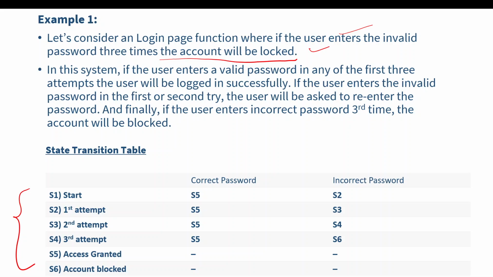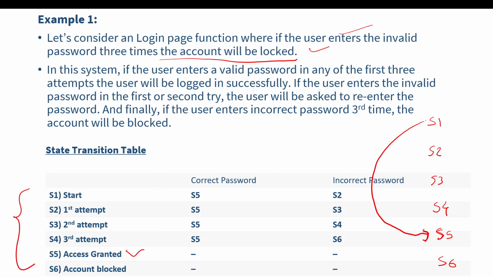Let me just explain it better. So let's say we have different states over here: S1, S2, S3, S4, S5, and S6. So these are the different states, guys. The first one is start. When we start, when we enter the correct password in the S1 state, it will go to the S5 state directly. S5 is nothing but access granted. So we should be able to access the application.